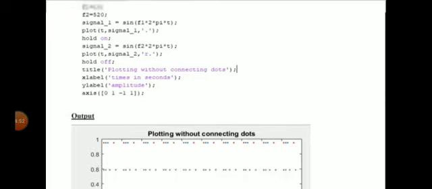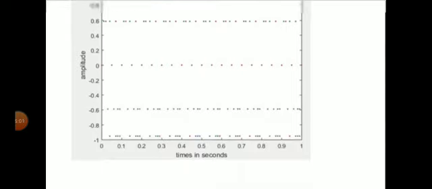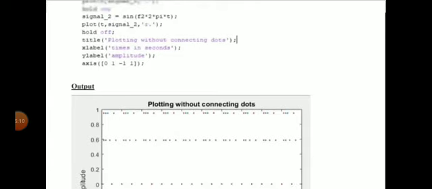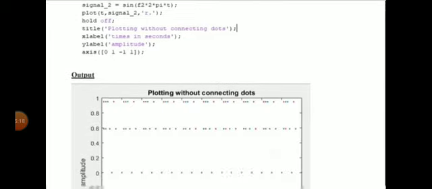And again we give the title to the task, and x label and y label, and the axis as we know, 0 to 1 in the x interval, and from minus 1 to 1 in the y interval. Here we can see the output. We have red and blue signals. The red ones are signal 2, and the blue ones are signal 1, as we have discussed in the code.